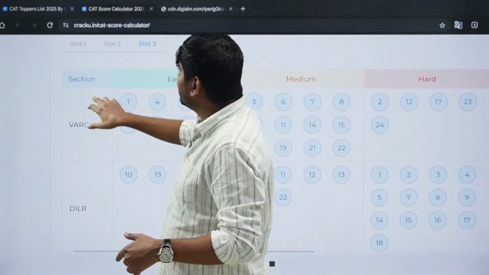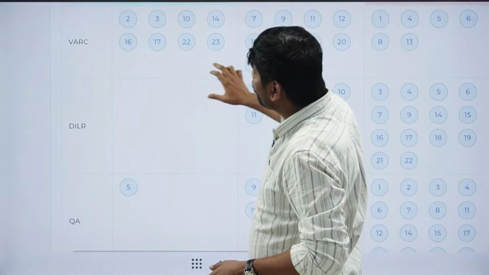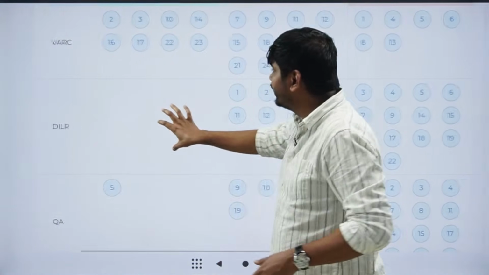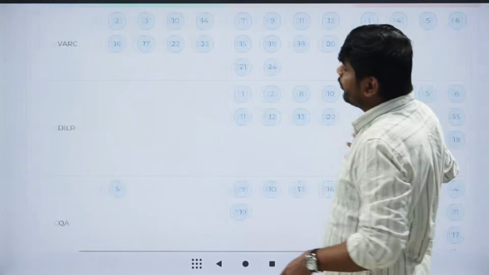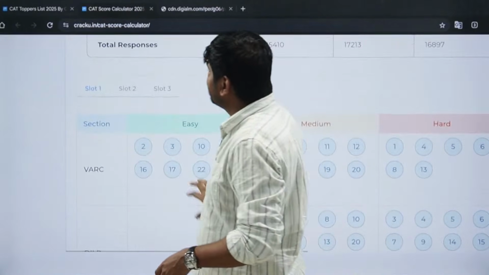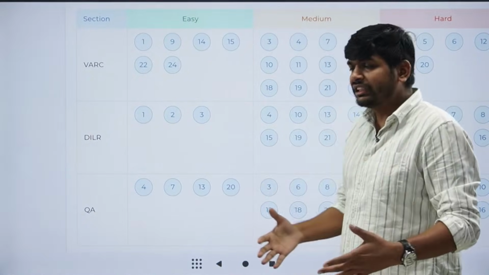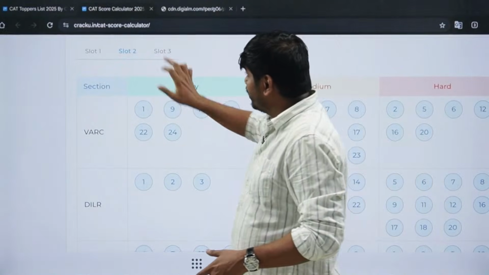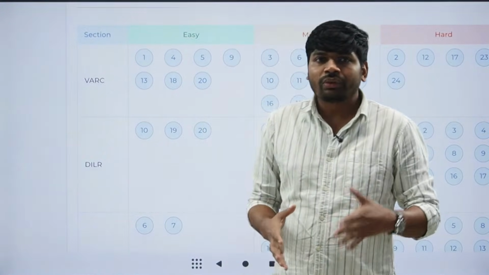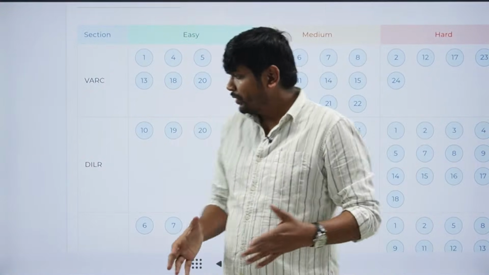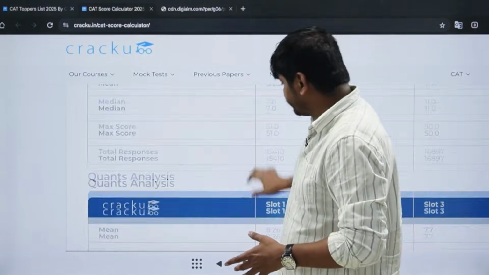If you check for the LRDI section, there was not a single question which was on an easier side in slot 1. All the questions were on a medium to difficult side. But if you check for, let's say, slot 2, there were 3 questions which were easy. In slot 3, there were 3 questions that were on the easier side. So this shows that slot 1 LRDI was on a difficult side. So this is what we are doing, and this is based on the data we have obtained so far.